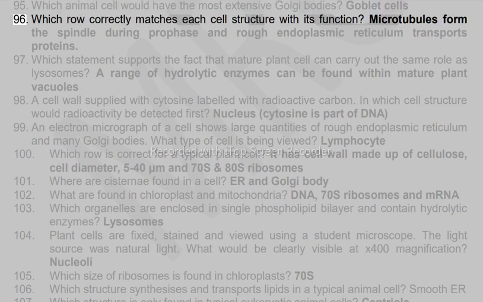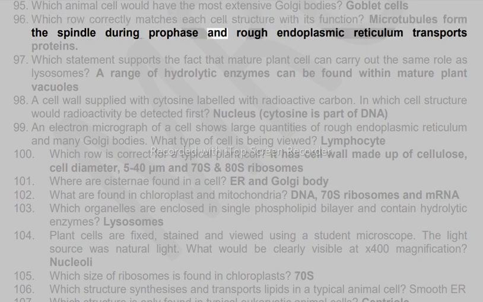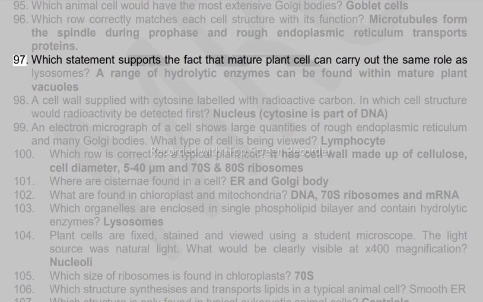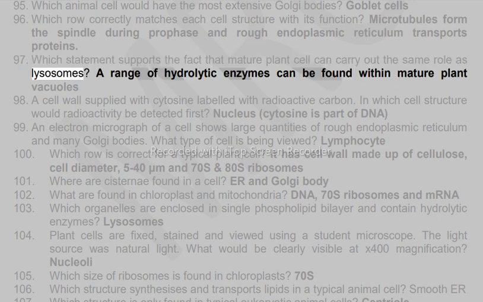Goblet cells. 96. Which row correctly matches each cell structure with its function? Microtubules form the spindle during prophase and rough endoplasmic reticulum transports proteins. 97. Which statement supports the fact that a mature plant cell can carry out the same role as lysosomes? A range of hydrolytic enzymes can be found within mature plant vacuoles.